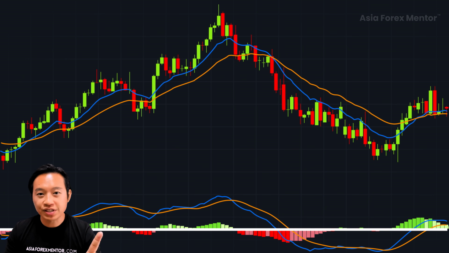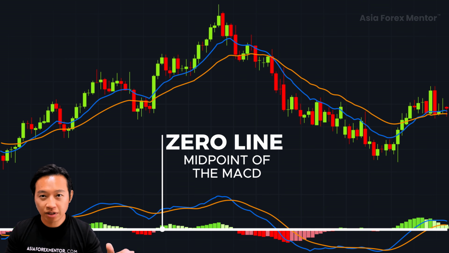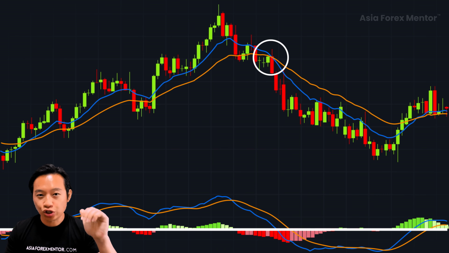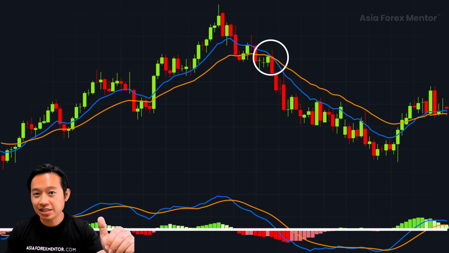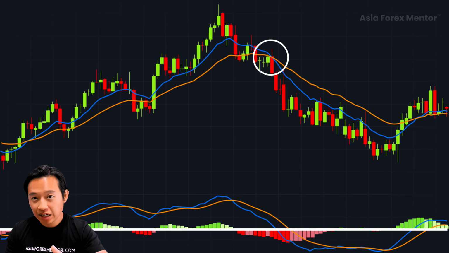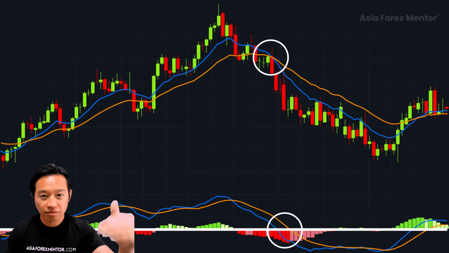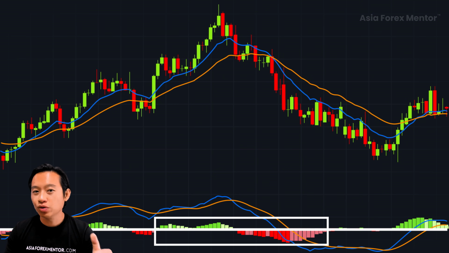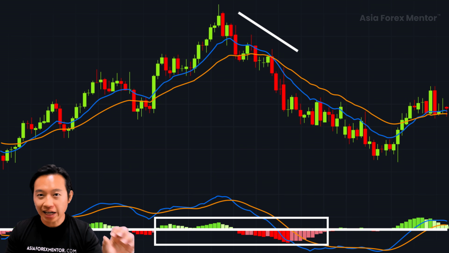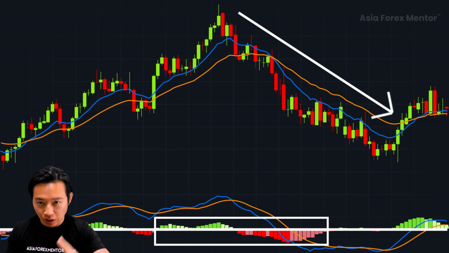The MACD consists of what? The zero line, which is the midpoint of the indicator. So when the 12 EMA crosses below the 26 EMA, right, the MACD moves below the zero line. This shows that the trend and the momentum have shifted downwards. A downward trend may start.